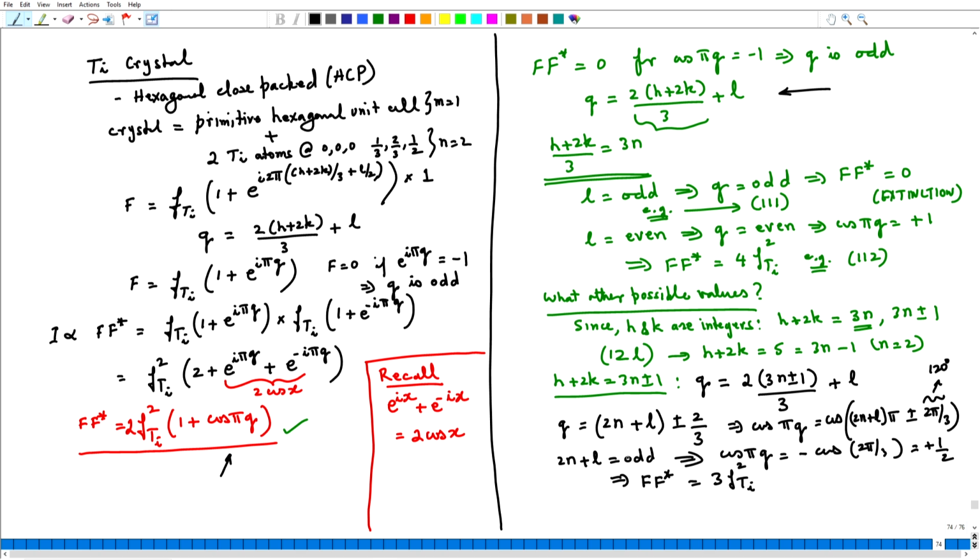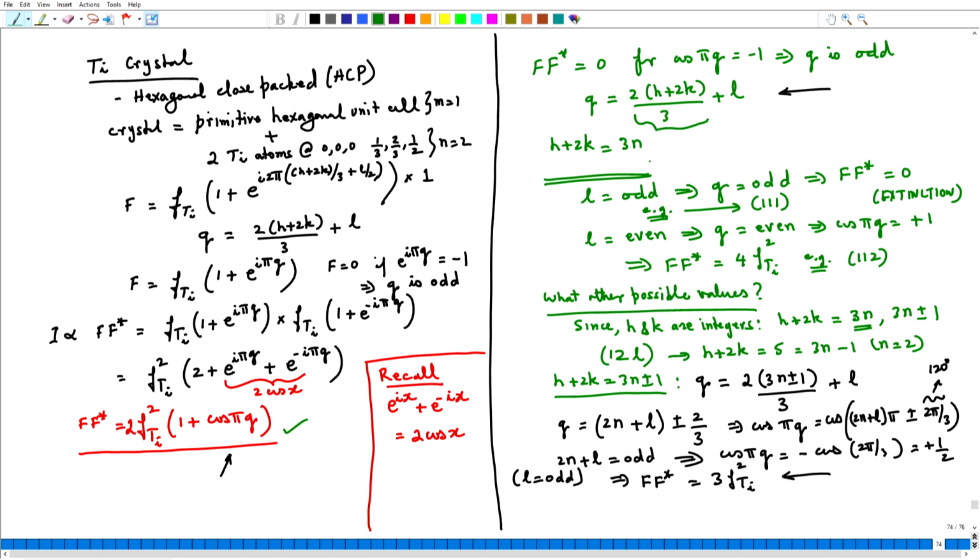Now when would 2n plus L be odd? 2n is always even, so 2n plus L can be odd only if L is odd. So the key here is that for the situation when h plus 2k is 3n plus or minus 1, if L is odd, then my structure factor would be given by 3 f t I square. So it is non-zero, so no extinction, but it will have a different intensity as compared to the situation when h plus 2k upon 3 is an even multiple of 3. Actually I have made a small mistake here; h plus 2k is an even multiple of 3.